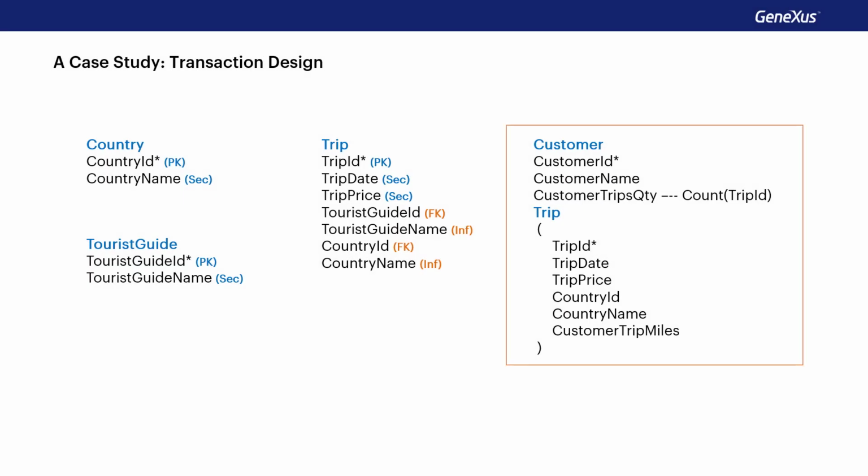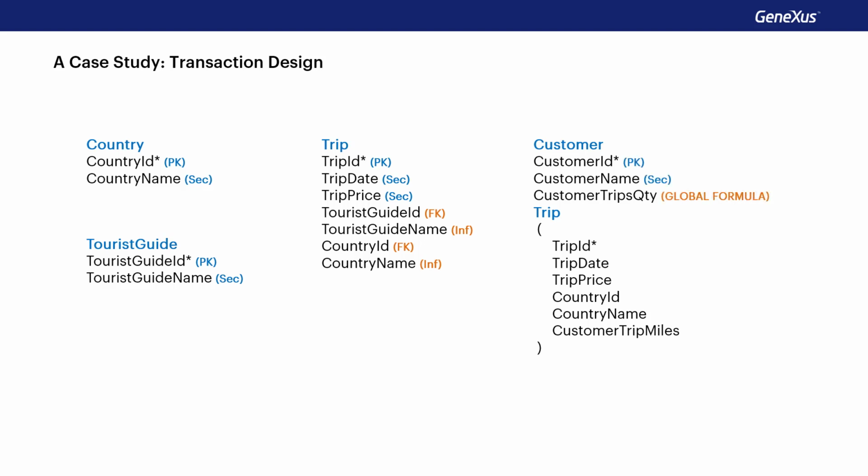Now let's look at the customer transaction. It's a two-level transaction with trip ID as primary key of the second level. This indicates an end-to-end relationship between customer and trip. And we already know that from this transaction design, GeneXus will create two tables, customer and customer trip. But let's focus on the first level of the transaction. Customer ID is the primary key. Customer name is the secondary attribute. And customer trip's quantity has an associated calculation. That is to say, it's a global formula. And we already know it's a calculated attribute that's not stored in the database.